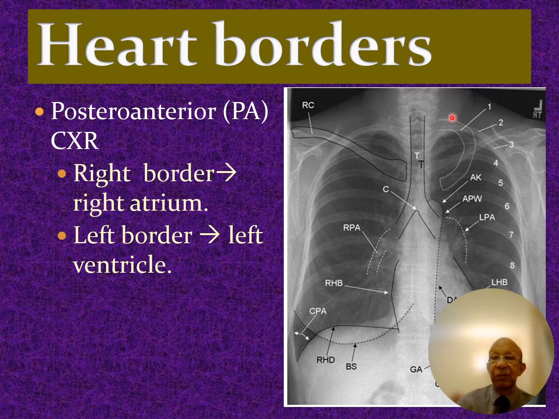Now, these are the ribs. This is the first rib, this is the posterior aspect of the rib, and this is the anterior aspect of the rib. The posterior aspect is usually horizontal, while the anterior aspect is usually oblique.